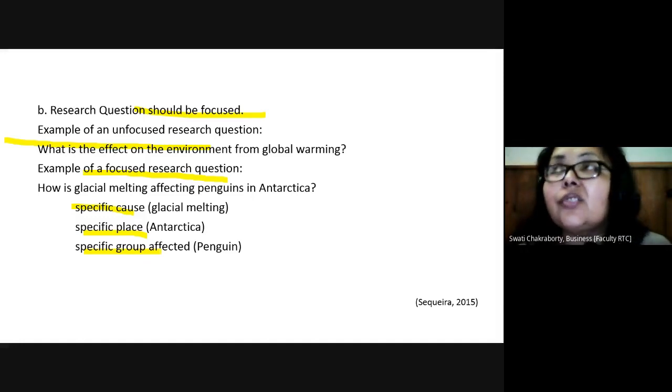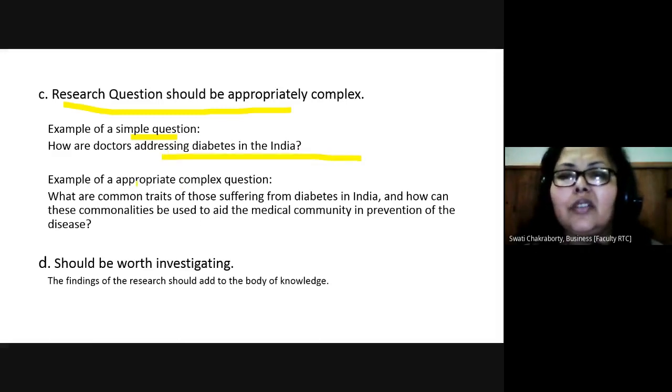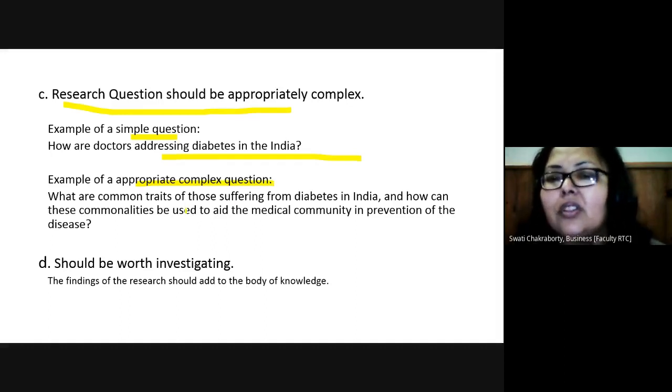A research question should be complex, appropriately complex. A simple question, let's see, what is it? How are doctors addressing diabetes in India? It's too simple. If you want to make it more complex: what are the common traits for those suffering from diabetes in India? And how can these commonalities be used to help the medical community in preventing the disease?